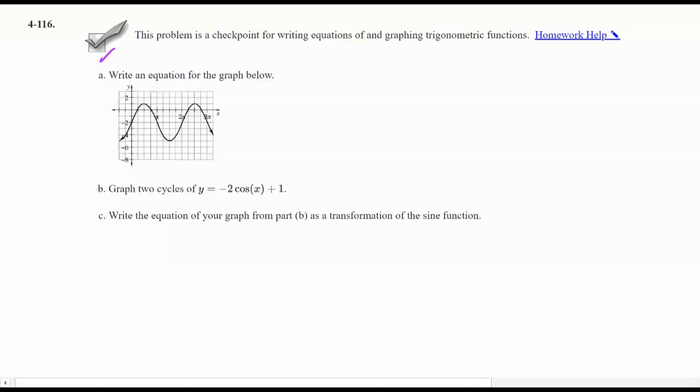I'm going to start here at 0, as we're not shifting left or right at all. So I have no h value, or h is equal to 0. The other thing is that if I'm starting at x equals 0, then I'm starting at the midline, meaning it's going to be a sine graph. The midline looks like it's going to be at -2, which I'm going to subtract at the end there.